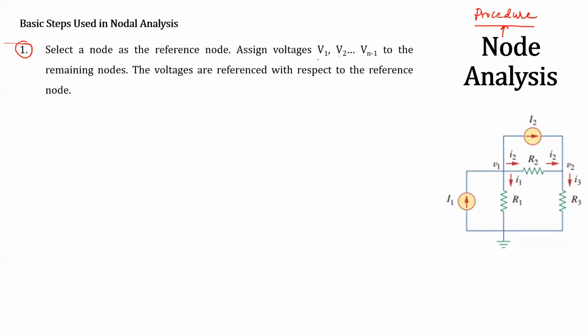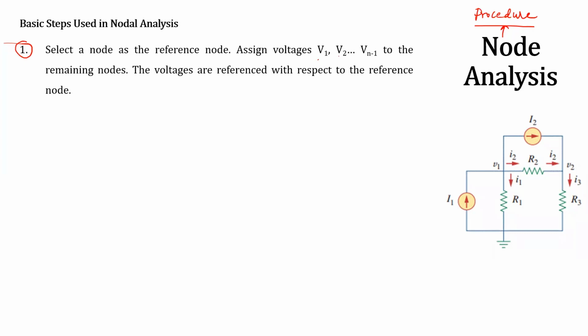Consider any circuit. Your first task is to identify the number of nodes. After identifying the number of nodes, select one node as a reference node. Give that node as a reference node and give V1, V2, V3 and so on to the remaining nodes. It is the first procedure.